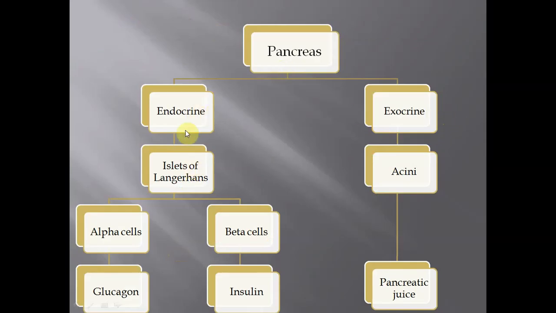The islets of Langerhans play the endocrine function through the alpha cells which produce glucagon and through the beta cells which produce insulin. The exocrine function is accomplished by acini, which produce the pancreatic juice and pour it into the duodenum, which is the first part of the small intestine.